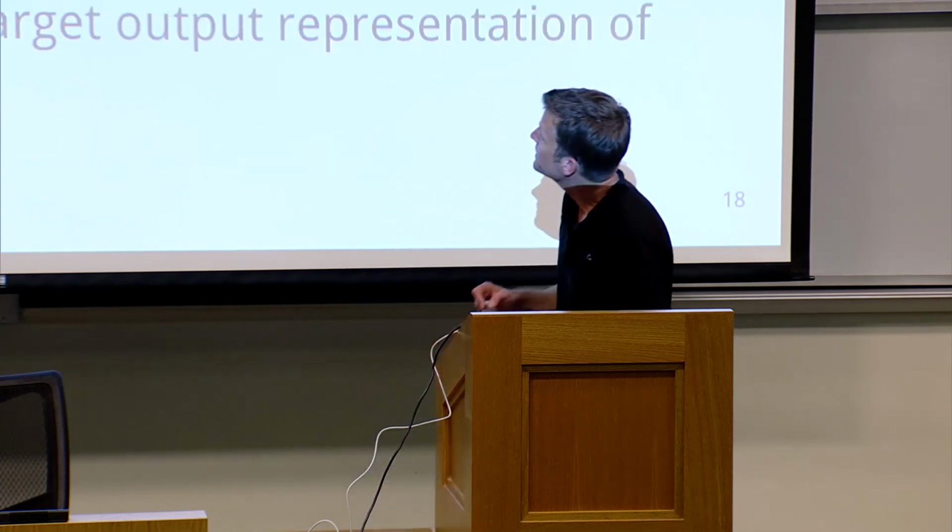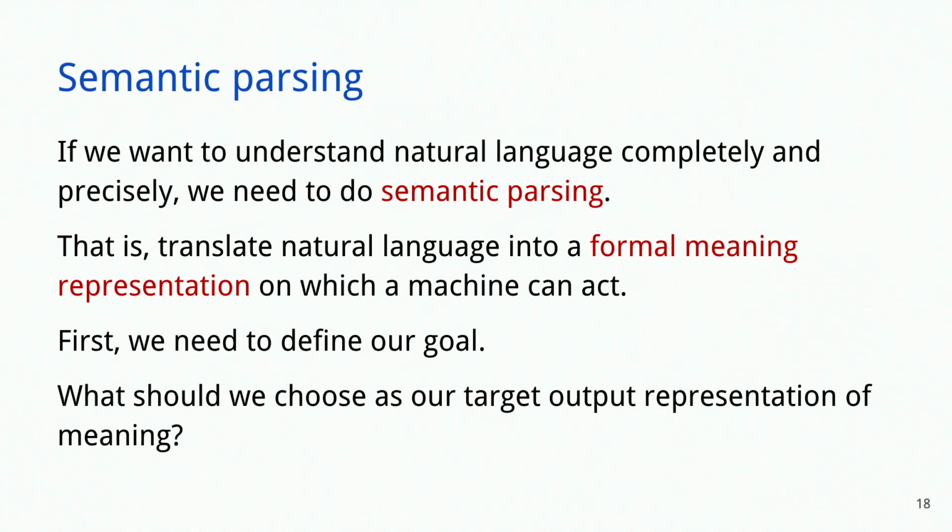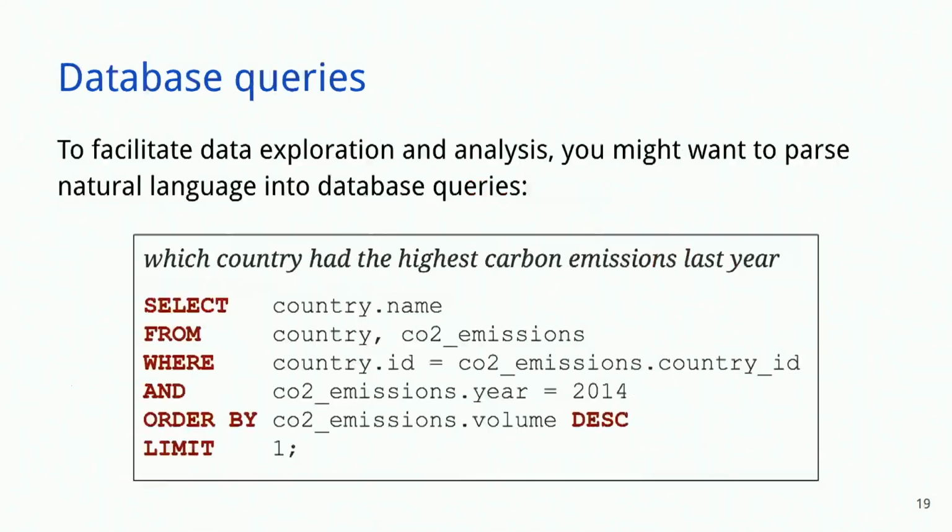So the goal of semantic parsing is to do precise, complete interpretation of linguistic inputs and to map those inputs into structured, machine-readable representations of meaning. So a really important question is, what kind of semantic representation are we aiming at? What's our target output? And there are a lot of different possibilities, depending on what the problem is and what the domain is.